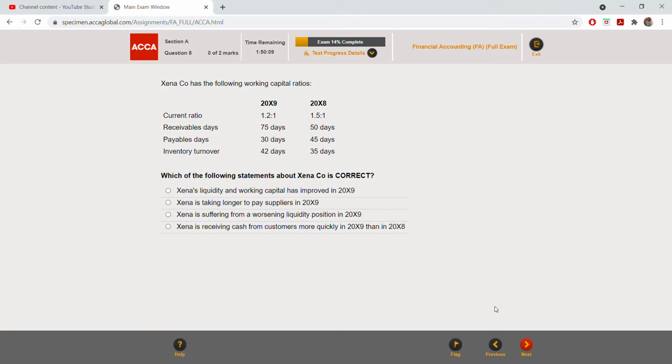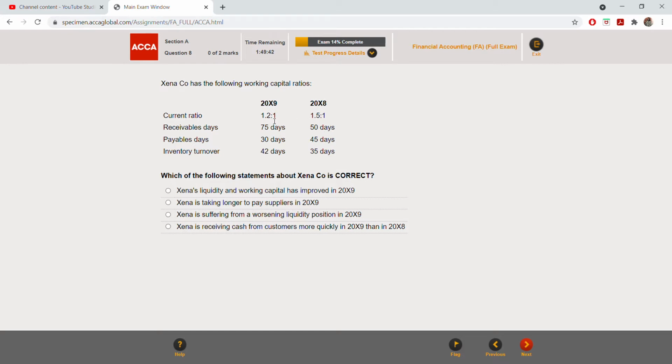Zena company has the following working capital ratios for 2008 and 2009: current ratio, receivable days, payable days, inventory turnover. Which of the following statements about Zena company is correct? Okay. So first observe the ratios. Just see what's happening.